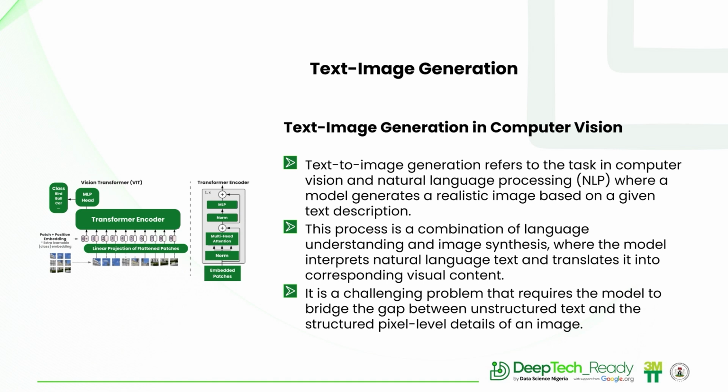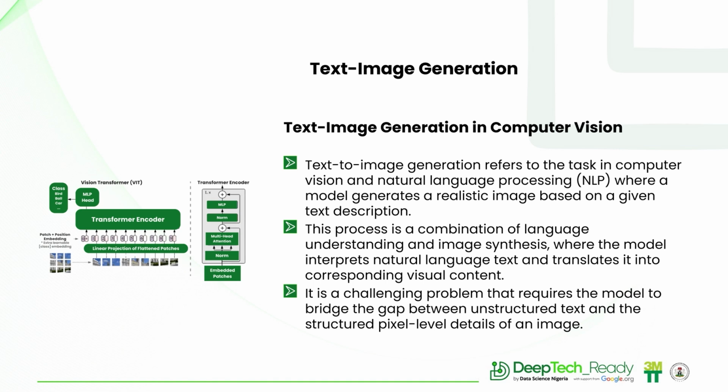So what exactly is text to image generation all about? Text to image generation in computer vision refers to the task in computer vision and NLP, natural language processing, where a model generates a realistic image based on a given text description.